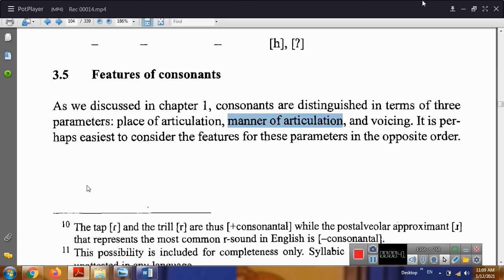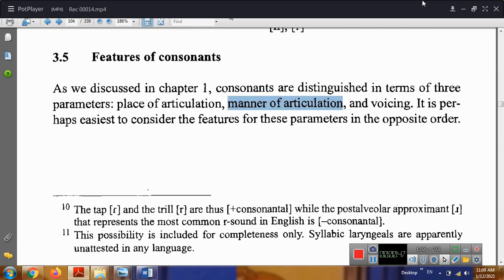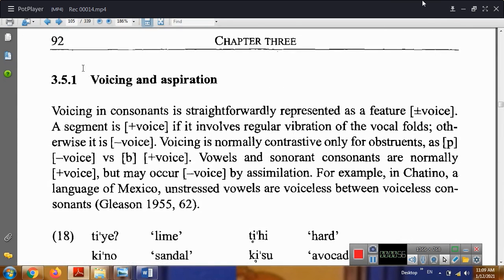It is perhaps easiest to consider the features for these parameters in the opposite order. Now we want to define these three features: place of articulation, manner of articulation, and voicing, according to their features. About the voicing and aspiration feature, you know about the aspirated sound, and I want to review it. The voicing in consonants is straightforwardly represented as a feature plus or minus voice. We show the consonant sounds by plus and minus voice.